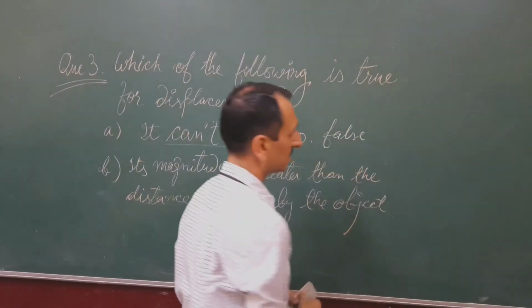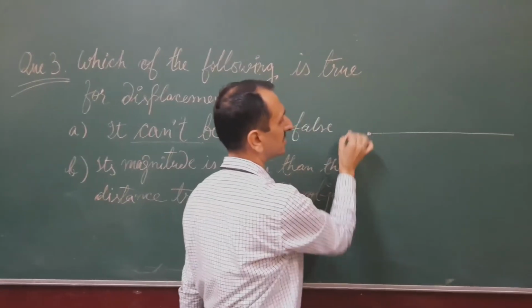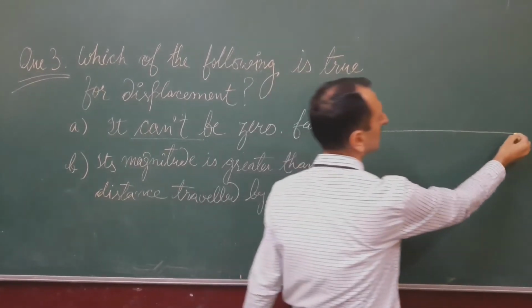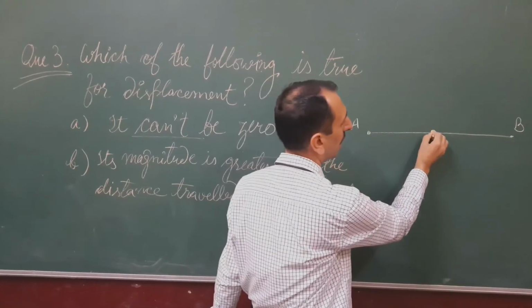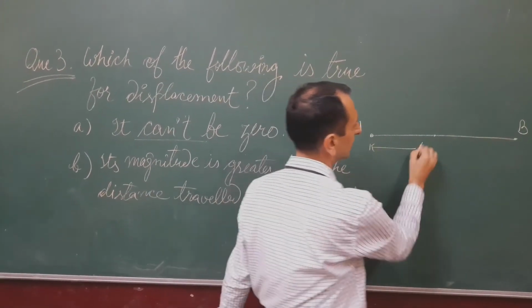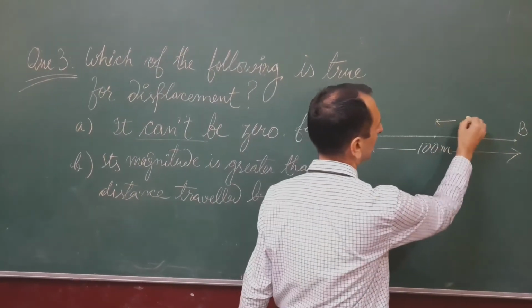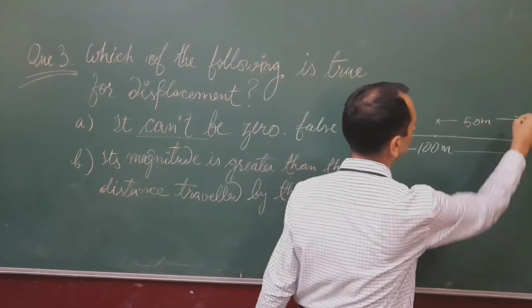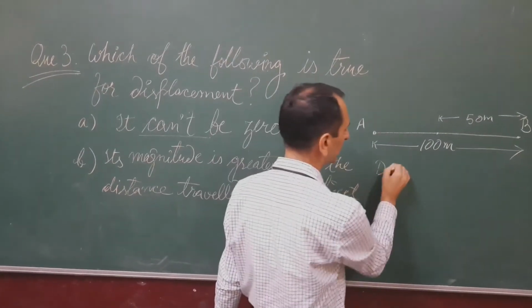Second statement: its magnitude is greater than the distance traveled by the object. We will understand this with the help of, again, a diagram. A person starts from A to B, then comes back halfway. Total distance is 100 meters. Suppose this is halfway, that's why 50 meters. We have to calculate distance and displacement to prove this.